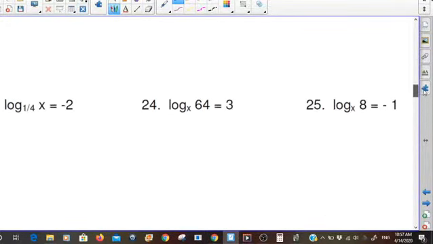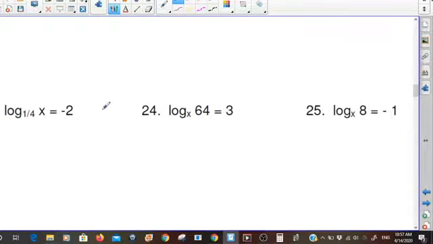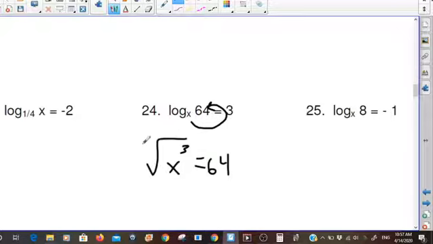These ones actually aren't too bad, but these ones over here get a little tricky down here. So again, writing in exponential form. So now it's actually x to the third power equals 64. So you'd actually have to cube root both sides. And so that means that something times something times something is 64. You can use your calculator, but it's going to be 4 times 4 times 4 is 64.